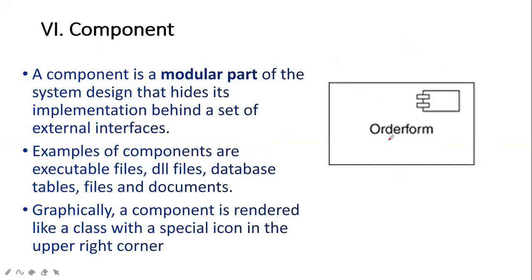That means this is a component with the name order form, and this particular order form can have so many implementations and external interfaces behind this particular set. But it is not going to show the complete details of it. It is hiding all the details, and this particular component is a major format called the order form. It can have any other things. It can have database, tables, files, documents, etc. So examples of components can be executable files, DLL files, database tables, files, and documents, etc.